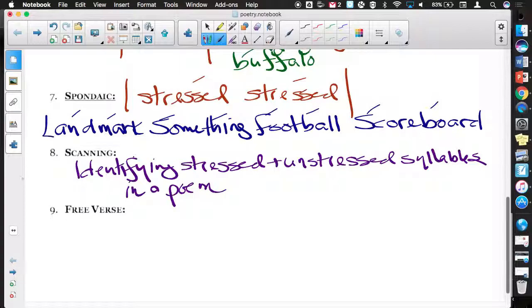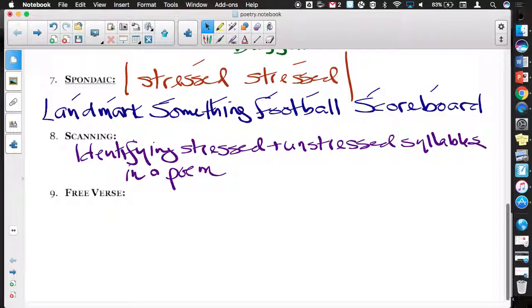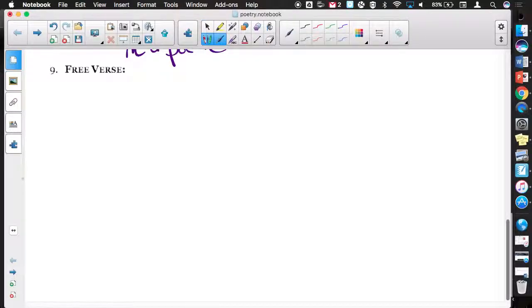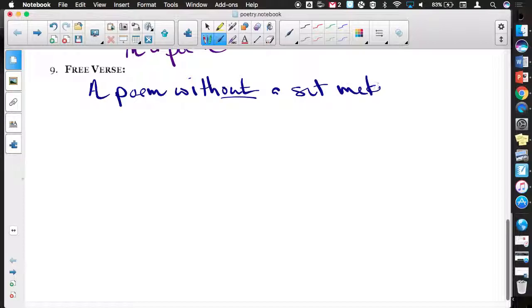Since we're still on the front side of the page, free verse. Free verse is a type of poem. It has nothing to do with rhyme, but if it is free verse, it is a poem without a set meter or any kind of scheme to it as far as the feet. So if I say, I want you to write a free verse poem, you're not keeping track of syllables, you're not keeping track of stress. You're just writing a paragraph.